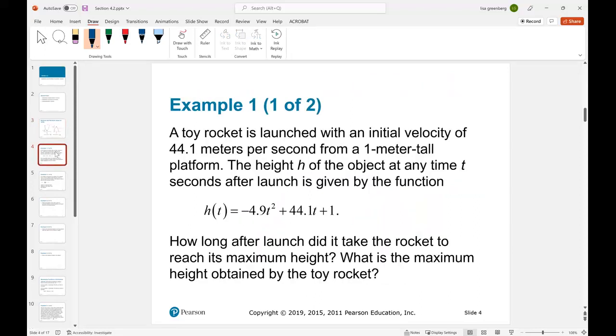So let's look at the actual problem here. A toy rocket is launched with an initial velocity of 44.1 meters per second from a 1 meter tall platform. Okay, so they're just telling us some information here. Do we need any of it? Probably not. And I'll tell you why in a second.